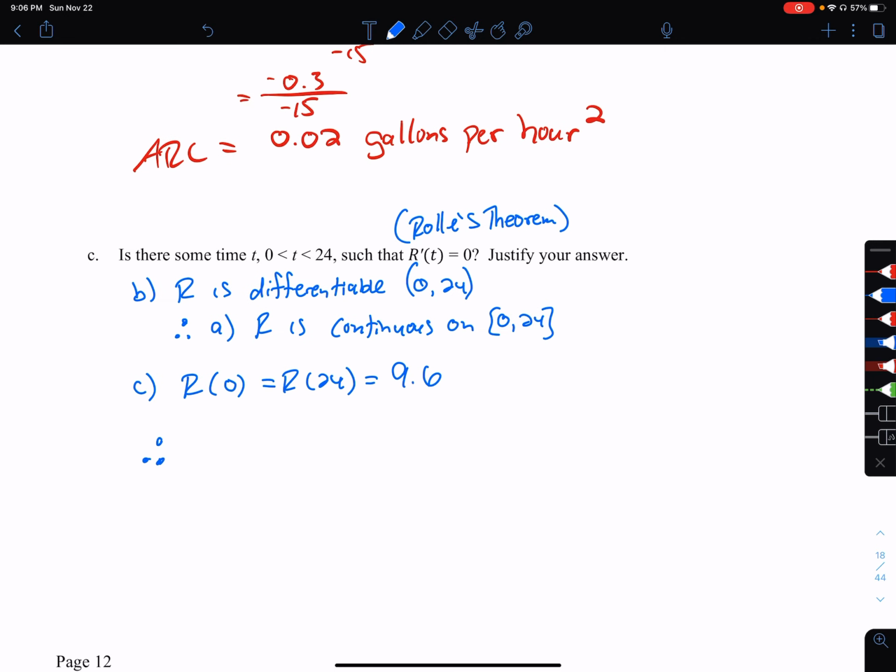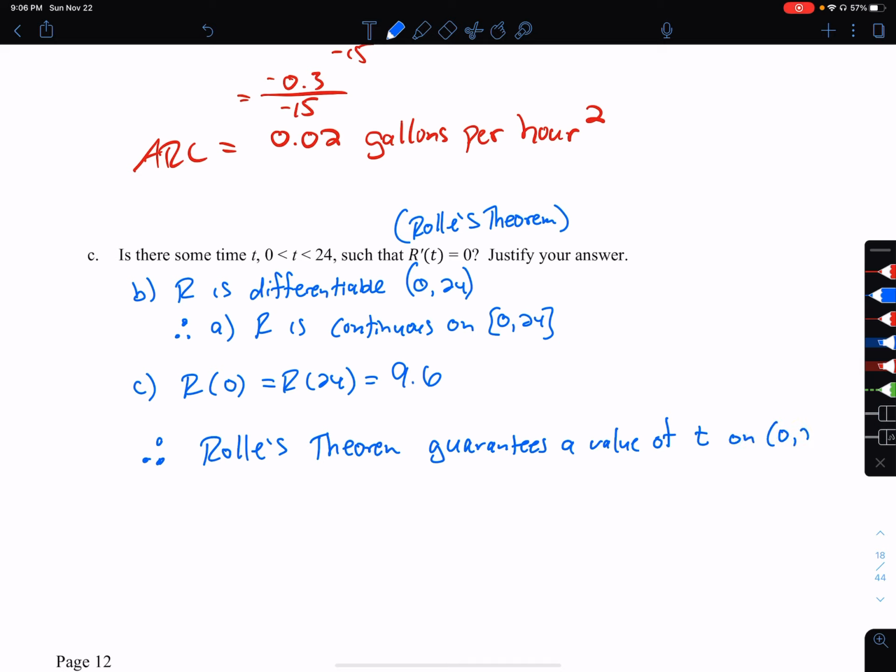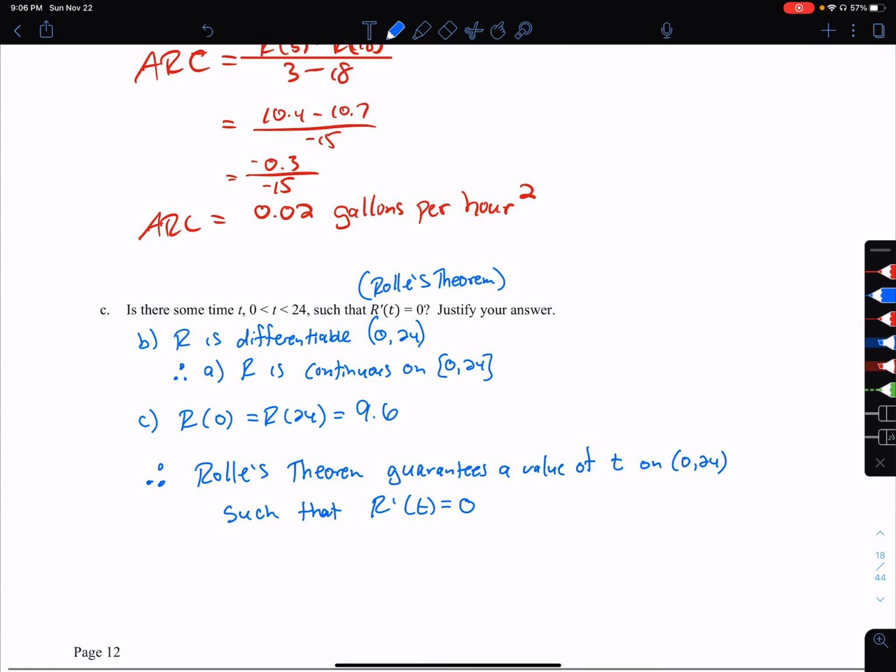So the question doesn't ask us to find t, it says, is there a time t? So we would say that Rolle's theorem guarantees a value of t in between the endpoints of 0 and 24 such that r prime of t equals 0. So that's one example. We'll do several others in other videos.